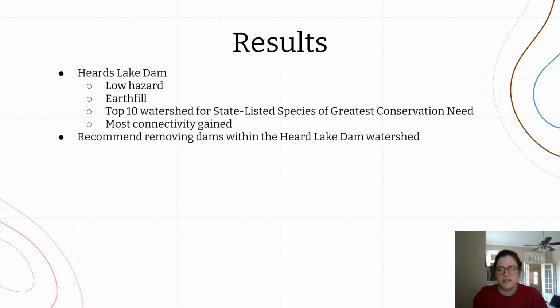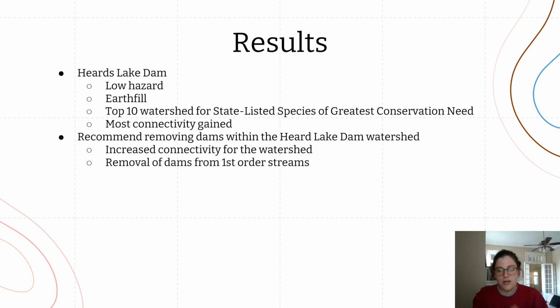I also prioritized the other dams that were within the Herds Lake Dam watershed. It would, again, just continue to increase the connectivity for that watershed as a whole, and you're going to be removing dams from first order and as well second order streams, which is just good for the whole watershed overall.